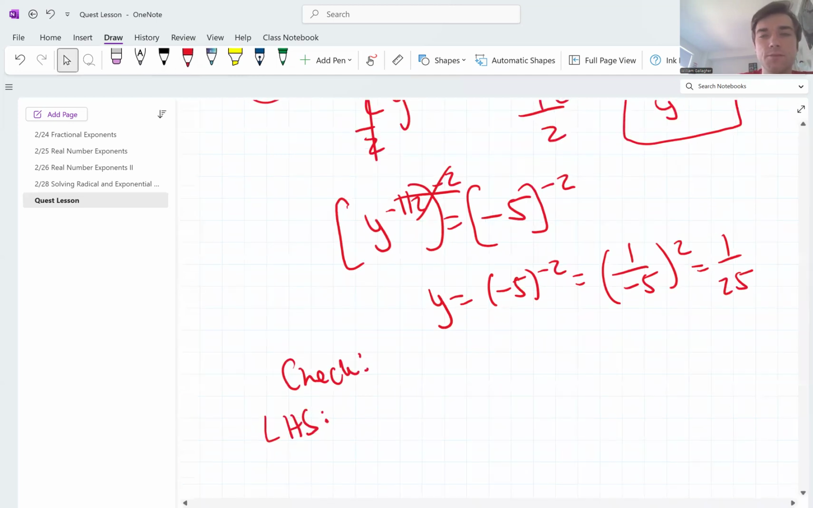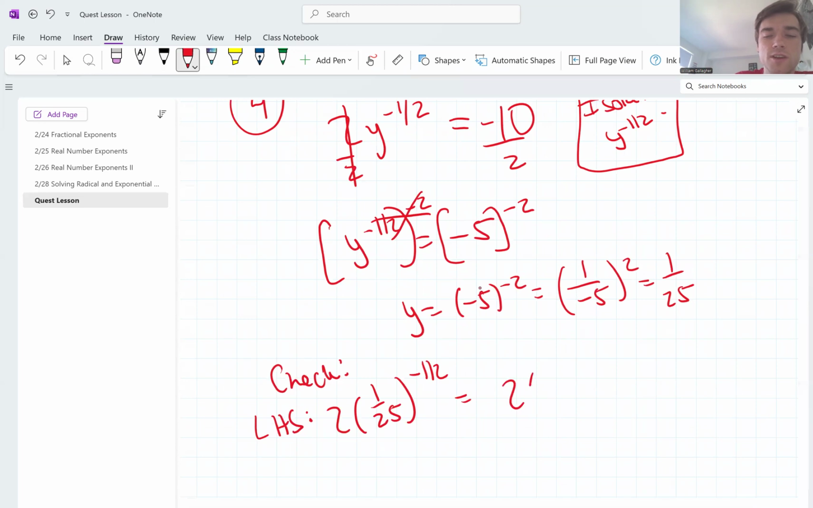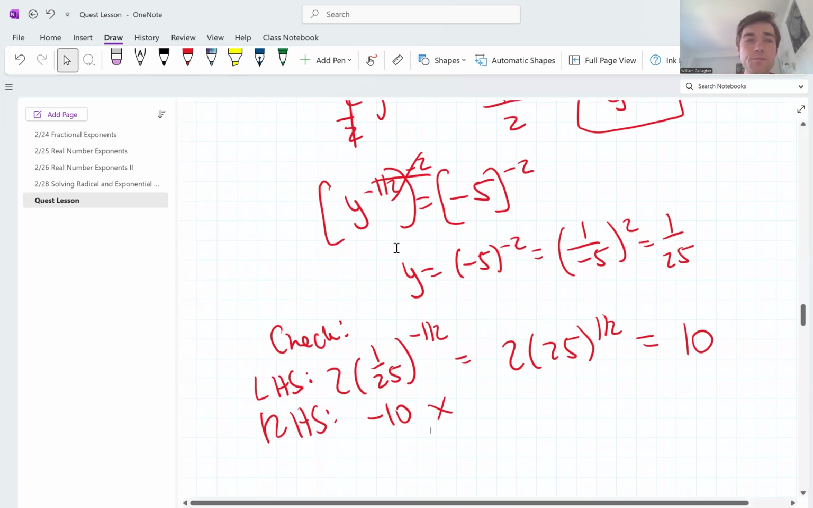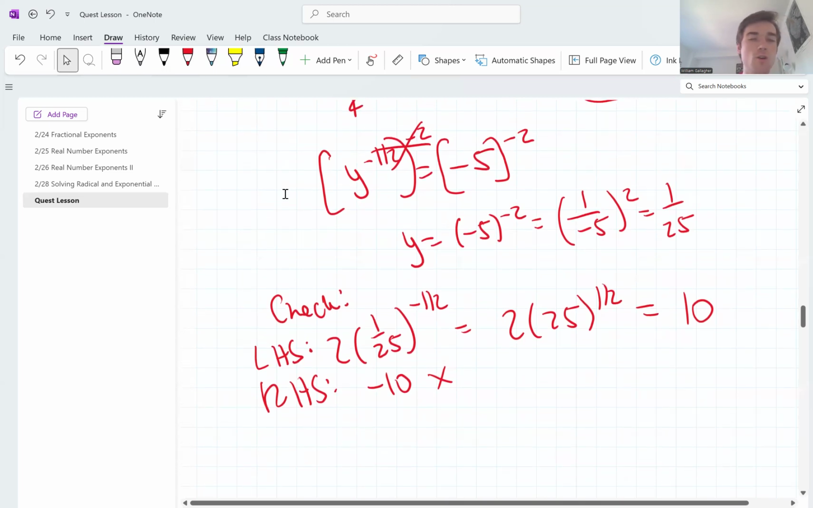So if we look here, 2 times 1 over 25 to the negative 1/2. This is 2 times 25 to the 1/2, which is just the square root of 25, which is 5. So we'll get back 10. But the right-hand side was negative 10. So this actually does not work. And so what we can say is that we have no solutions.